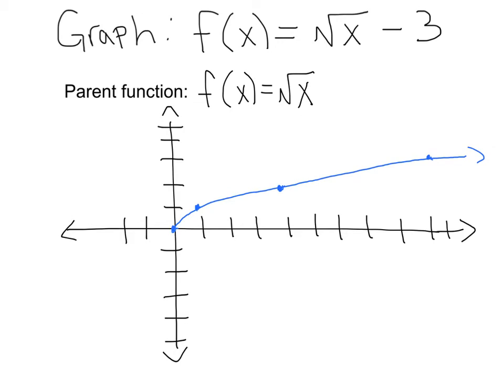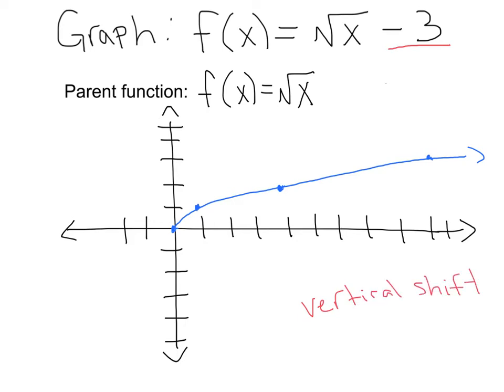Now here, notice that my shift here is not grouped with the x. If it was grouped with the x, it would be inside here, x minus 3. That would be grouped with the x. But we don't have that case. That's not the case here. We have it outside, so we know that the shift is going to be vertical. We're going to have a vertical shift.